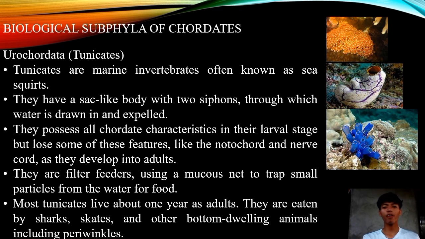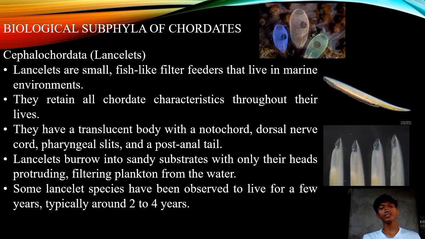Tunicates play very important roles in marine ecosystems as filter feeders, contributing to nutrient cycling and food webs. Despite their seemingly simple appearance, they exhibit intriguing developmental and ecological adaptations that make them an intriguing subject of study in marine biology. So next we have Cephalochordata or the lancelets.